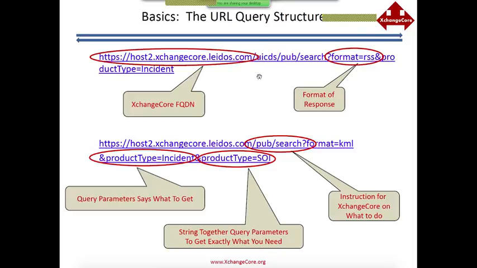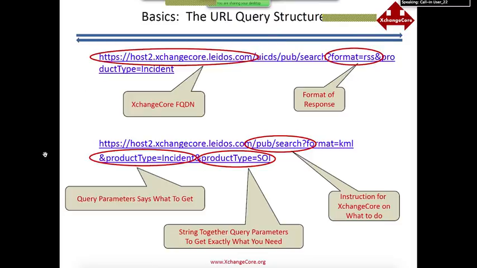Over here, it tells me how I want to respond to this. Well, the response that I want in this case is going to be an RSS. We'll talk about that in a minute. An RSS, which is a geospatial format. You see over here, KML, those are other geospatial formats. You get to choose among the various geospatial formats that are available from XchangeCore.